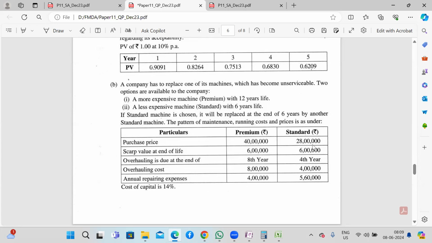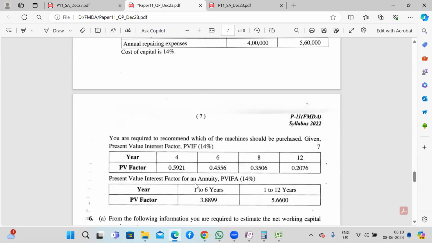So purchase price is 40 lakhs, here it is 28 lakhs. Scrap value: overhauling is due at the end of the 8th year, and here it is the 4th year. Overhauling cost, annual repairing expenses, cost of capital, everything they have given. You are required to recommend which of the machines should be purchased, given the present value interest factor PVIF for 14 years. Here they have given the annuity factor, that is the cumulative one, for 1 to 6 years and for 1 to 12 years.